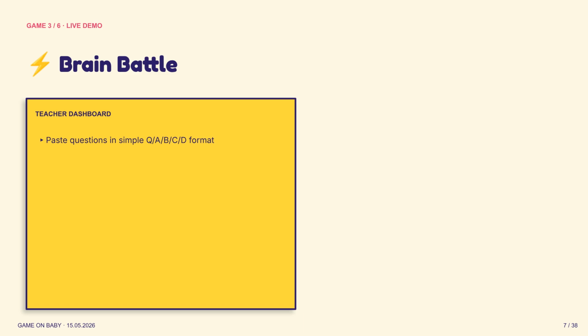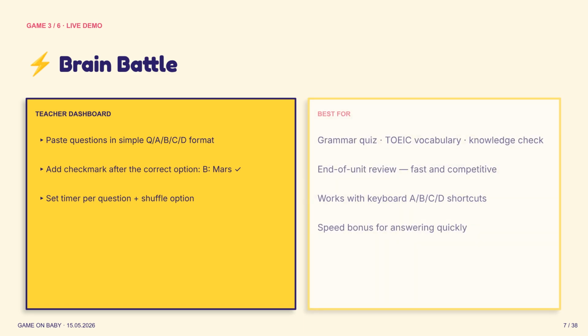Game 3 is Brain Battle. Paste questions in QABCD format, add a check mark for the correct option, and set a timer with a shuffle option. This is best for grammar quizzes, vocabulary checks, and fast-paced end-of-unit reviews.